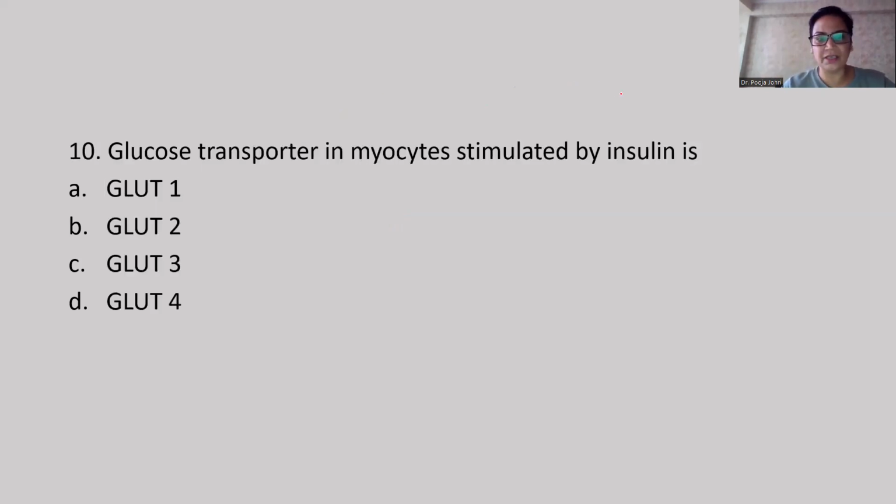Then the last question, glucose transporters in myocytes stimulated by insulin. There are 1 to 12 glucose transporters. But yes, if we talk about mediated by insulin, and that too in the myocytes, it is GLUT4. So GLUT4 is the transporter required in the myocytes. Is it clear? So here I finish up with the discussion of these 10 questions.